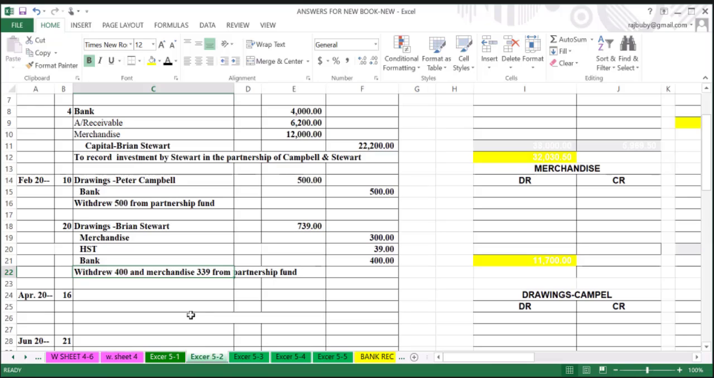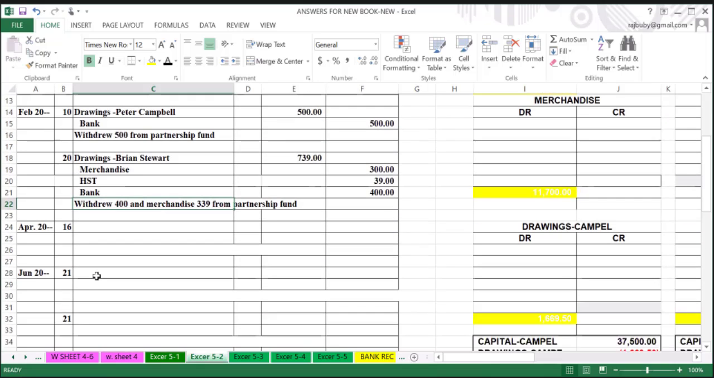Okay. April 16. Brian Stewart used 900 of company funds to pay personal debts. Okay, it is cash, right?